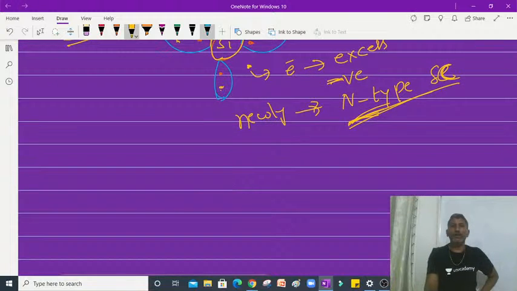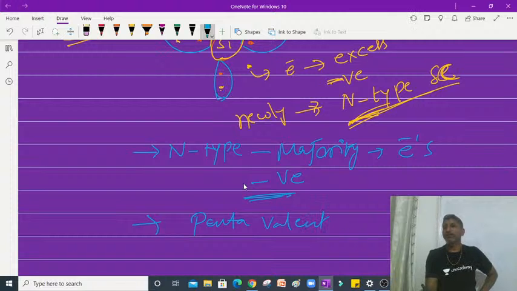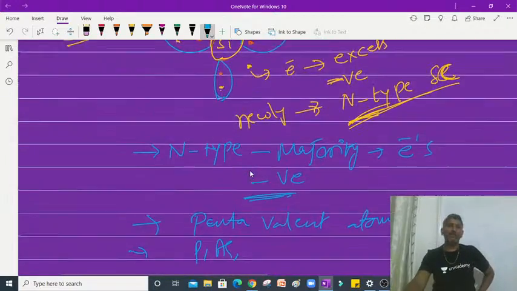So here 2-3 points you have to question yourself. In case of N-type semiconductor, what are the majority charge carriers? Majority charge carriers are nothing but electrons. In case of N-type semiconductors, which charge is more? Negative charge is more, right? To form N-type semiconductor, what kind of atoms we are going to add? Pentavalent atoms we are going to add. What are the examples for this? Like phosphorus, arsenic, right? These are the pentavalent atoms. These 2-3 points you should remember.